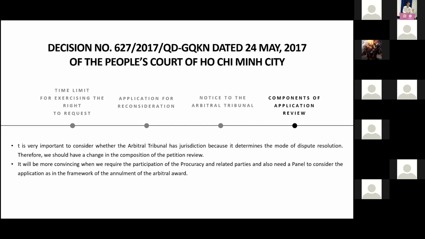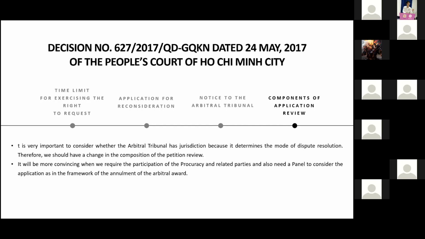It's about how we are in the framework of reviewing the decision of the arbitral tribunal on jurisdiction. Before this decision, one judge considers the application for reconsideration of the decision of the arbitral tribunal, which is very different from the component that considers the application for annulment of the arbitration award. Yet we see a very similar consequence when the court follows the direction of the arbitral tribunal.